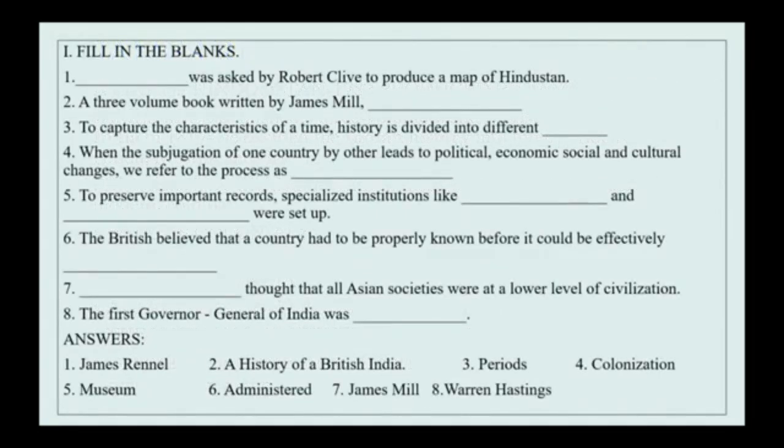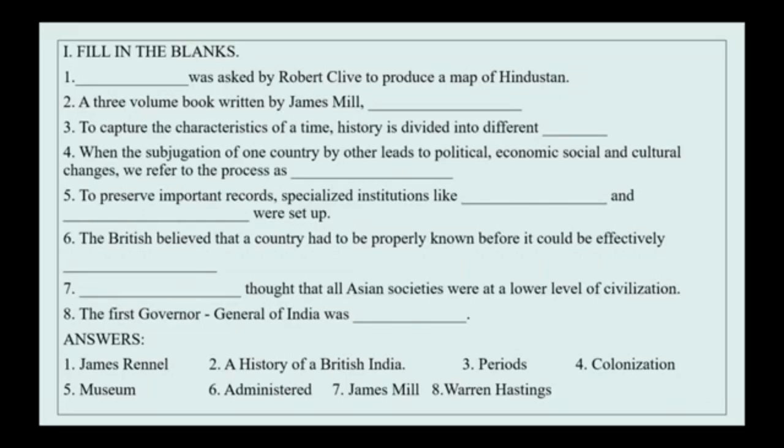Children, now let's see fill in the blanks based on this chapter. First question. Dash was asked by Robert Clyde to produce a map of Hindustan. Who was asked by Robert Clyde to produce a map of Hindustan? Just now we saw, right? James Rennell. Then, second one, a 3-volume book written by James Mill, Dash. What is the name of the book? The name of the book is A History of British India.